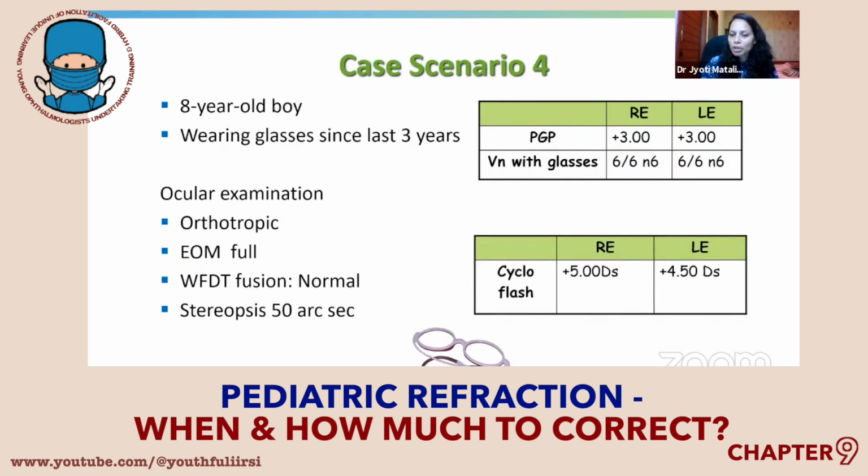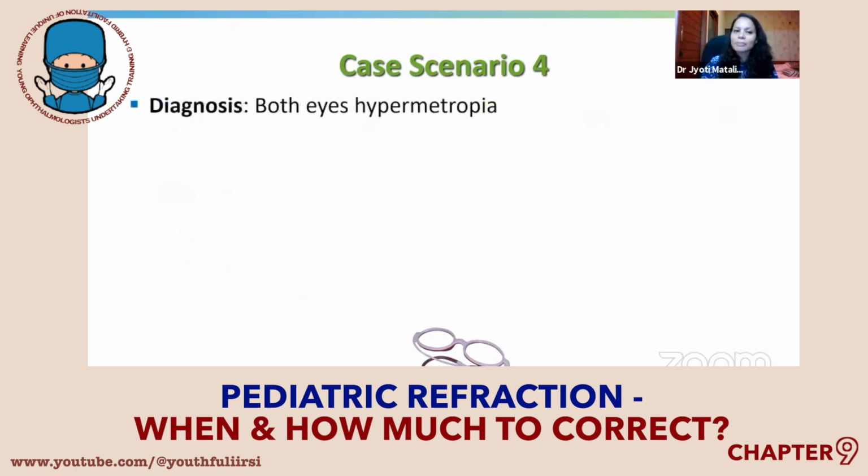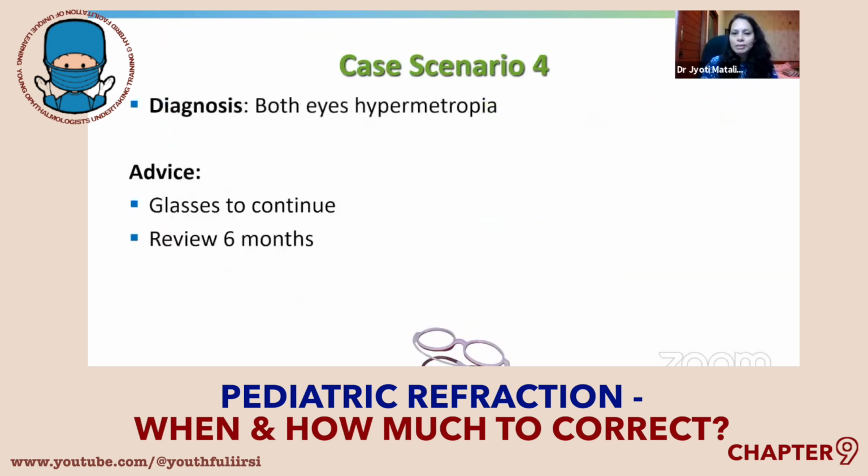So in a patient who's hypermetropic, you need to give glasses, the minimum required for him to read 6/6. So sometimes if the patient even reads 6/6 with +1, it's fine. If he develops astigmatic symptoms in future, then you can add this up to +5. So what do we do? Yes, diagnose as hypermetropia and ask him to continue glasses and review after 6 months.